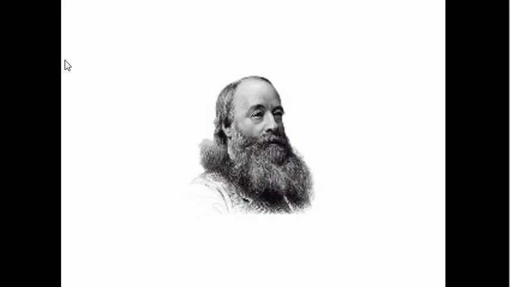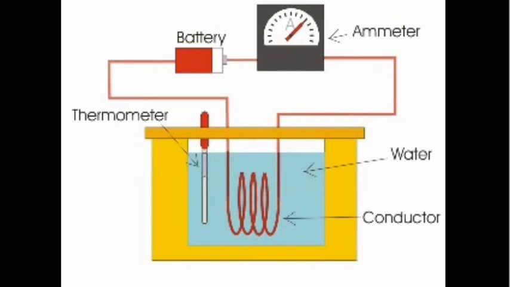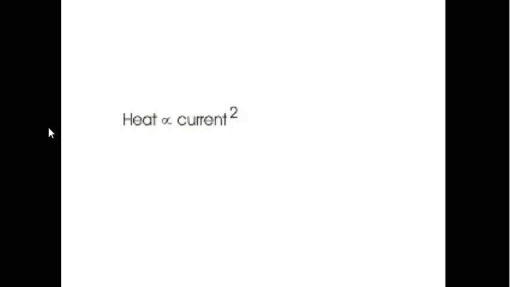Now let's discuss the historical background of this law. Resistive heating was first studied by James Prescott Joule in 1841. He immersed a length of wire in a fixed mass of water and measured the temperature rise due to a known current flowing through the wire for a 30-minute period. By increasing and decreasing the current and the length of the wire, he observed that the heat produced was proportional to the square of the current multiplied by the electrical resistance of the wire and the time during which the current was flowing.